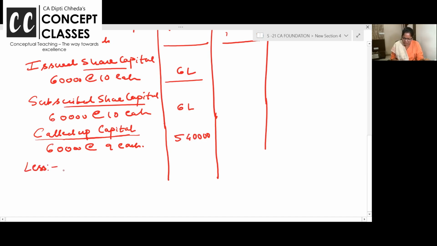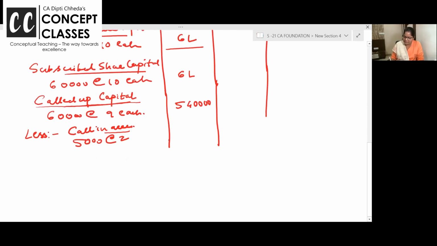In that also, uncalled capital is there. Call in arrears. Call in arrears. 5,000 shares are held by someone. He has not paid 2 rupees. Read the problem. 5,000 person has also paid 7. So what he has not paid? 10,000. That is call in arrears.